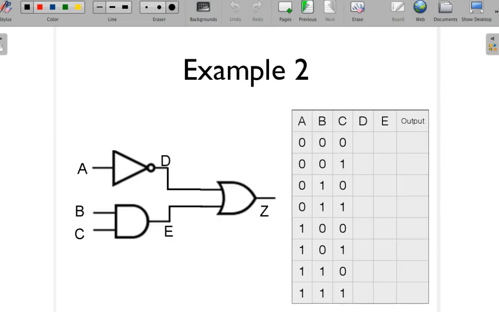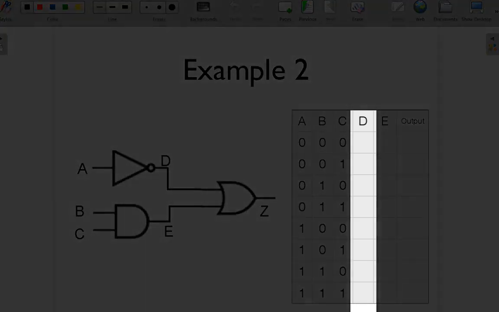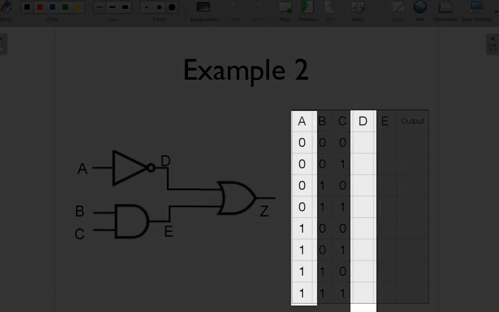Here's another example. This example uses a NOT gate, an AND gate, and an OR gate. It takes the output of the NOT and combines it with the output of the AND, and uses them as inputs for the OR. So let's do it in stages and find what is the output at D. The output at D inverts the values at A. So D would be 1. This would be 0.